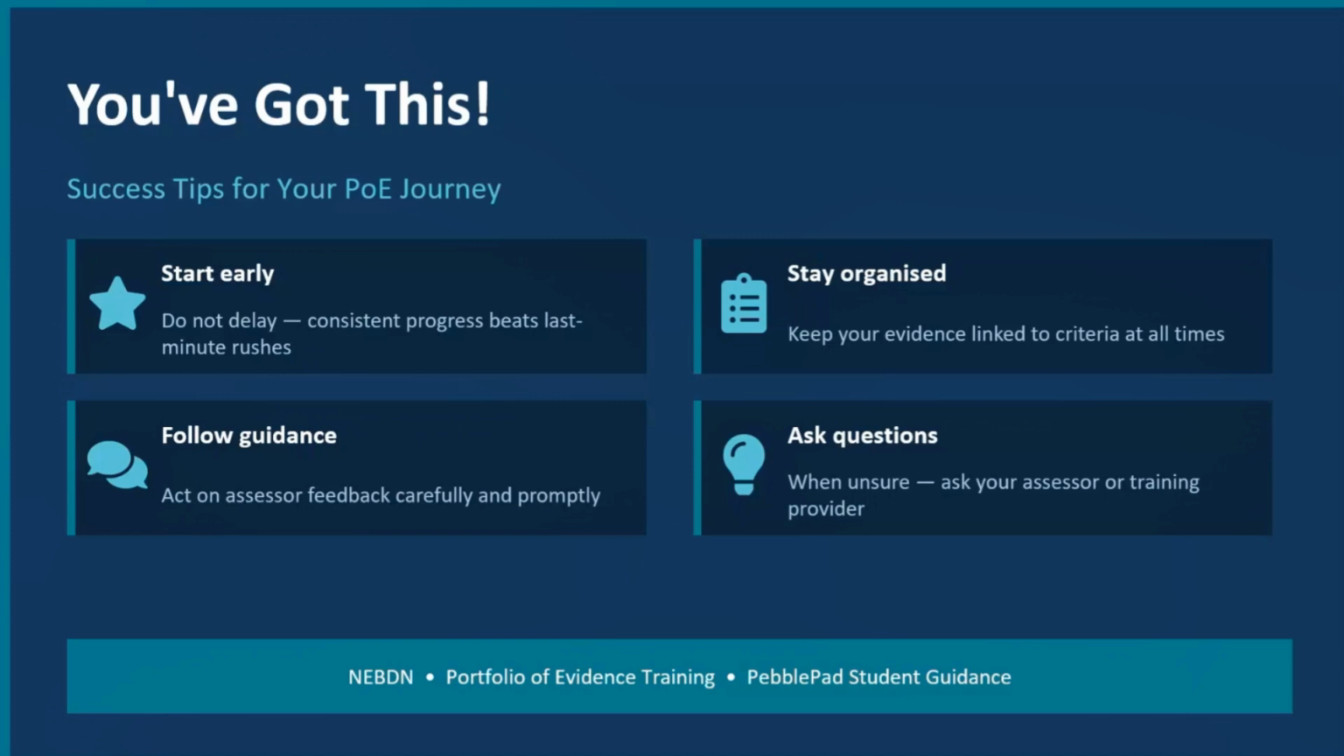Even small progress every week makes a big difference in the end. And most importantly, if you are confused or unsure, ask questions. I'm here, our team is here, and we will answer your questions and queries. And most importantly, remember your POE is not just an assignment, it shows your journey and growth as a professional dental nurse. If you take it seriously and stay organized, you will do well.